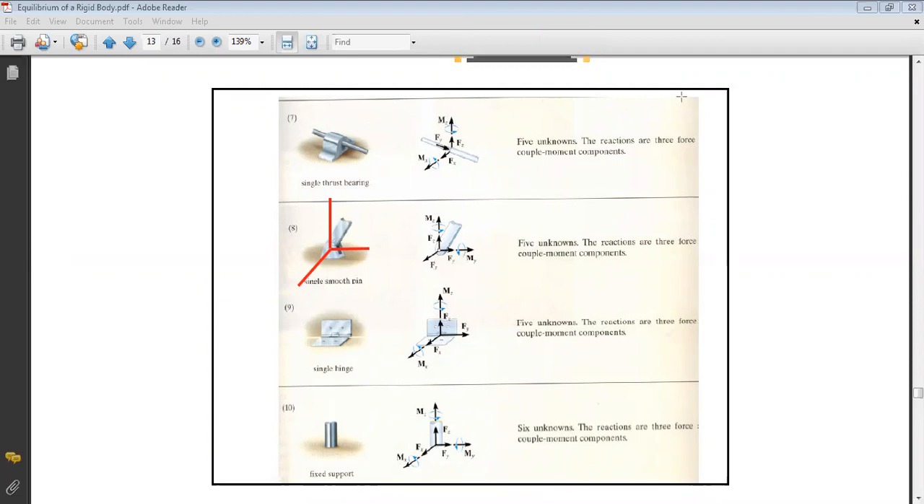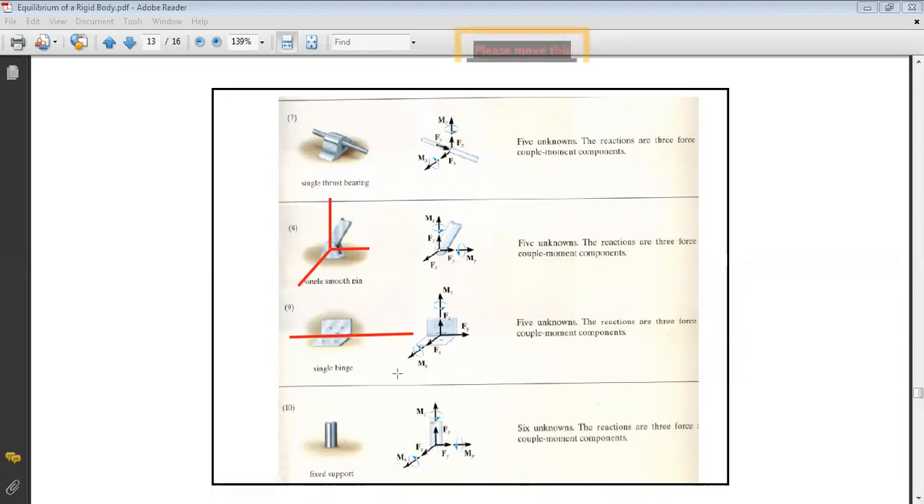Now, concerning the single hinge. The single hinge is like the reaction for doors, okay? You can see it for doors. And here also, the only allowable motion is rotation about this axis, the axis of the hinge. So the door can rotate about the axis. This is why if you observe here, the only missing reaction is moment about Y, while we have all other reactions: Fy, Fx, Mx, and Fz, Mz.